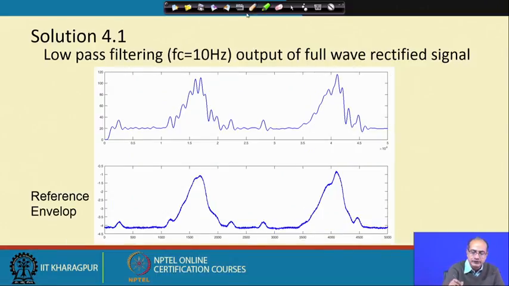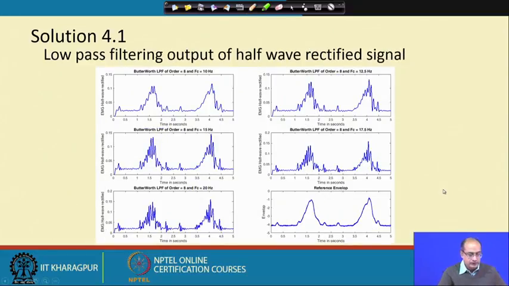Here we start with the 10 Hertz, and in each case the low pass filter order is the same. So, the only change is in the cutoff frequency, then going to 12.5, then 15, 17.5 and 20. What we see is that as we are increasing the cutoff frequency, more and more ripples are coming in the output, and when we compare with the reference signal, we find that it is not a desirable one.